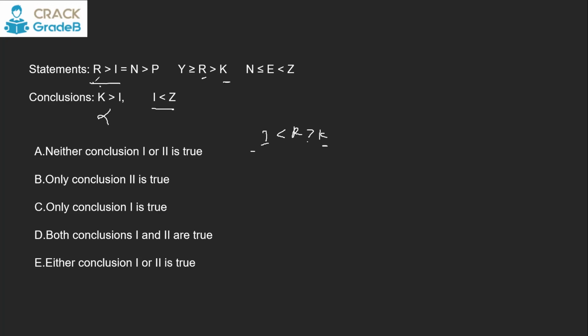Between I and Z, there is R common here. There is an N common between the first one and the last. So we can say I is equal to N. N is less than Z. So I will also be less than Z. That is a correct conclusion. So the answer will be option number 2 is true. Only conclusion 2 is true.